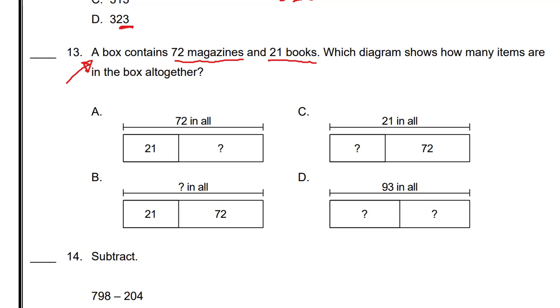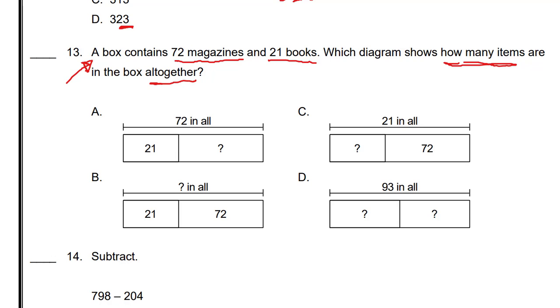Which diagram shows how many items? This is the question. How many items are in the box all together? So we will get 72 magazines and 21 books and put them all together in one place. So this means that we need to add them. Oh, but here we don't use numbers, we use a diagram.